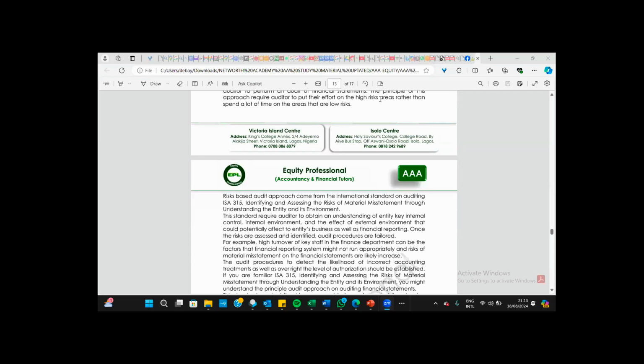Then you now look at all these internal and external risks. They are relating to what? The business risk of the organization.